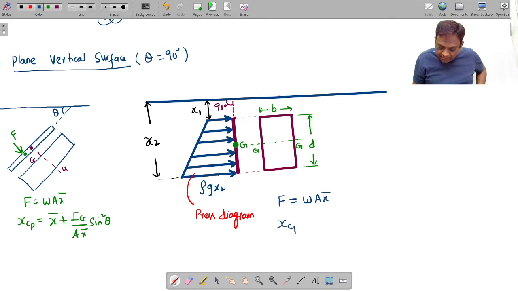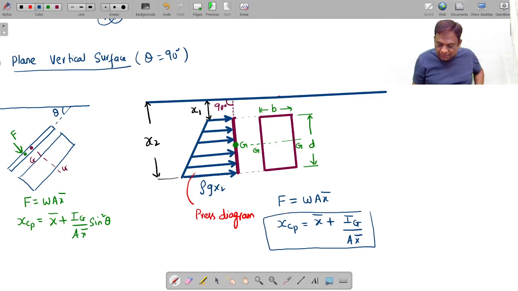And what about the position of center of pressure? Just put theta 90. When theta is 90, sine 90 is 0. Sorry, sine 90 is 1. Sine 90 is 1. So it will be x bar plus Ig by Ax bar. XCP is x bar plus Ig, sine 90. Sine 90 is 1. This is the position of center of pressure.